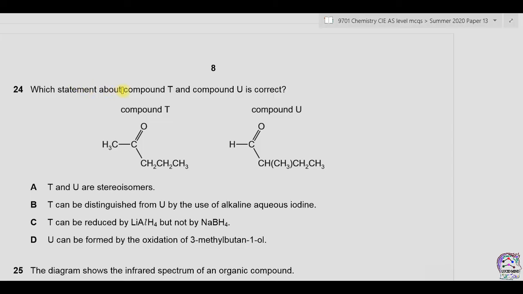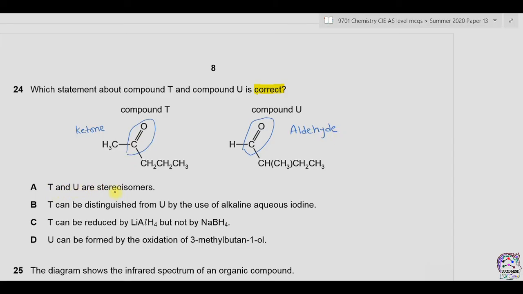Question 24. Which statement about compound T and compound U is correct? This is compound T and this is compound U. Now we can see both have carbonyl carbon. In compound T, on both sides of carbonyl carbon, alkyl group is present, so therefore it is ketone. In compound U, there is alkyl group on one side and a hydrogen atom on the other side, so therefore this is aldehyde.